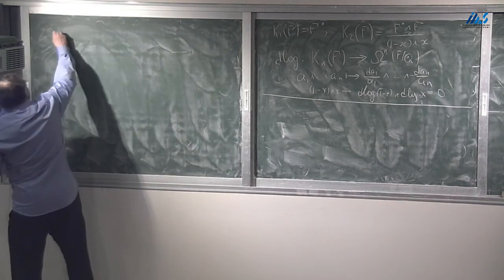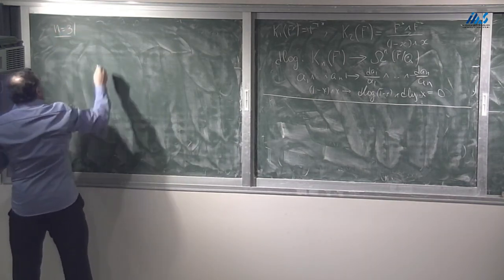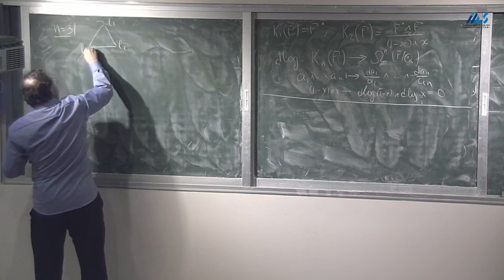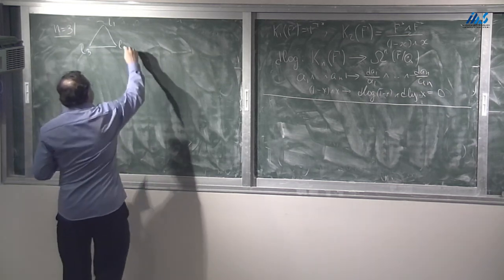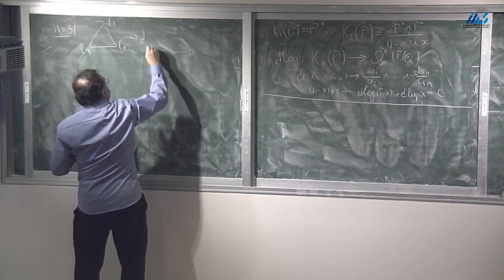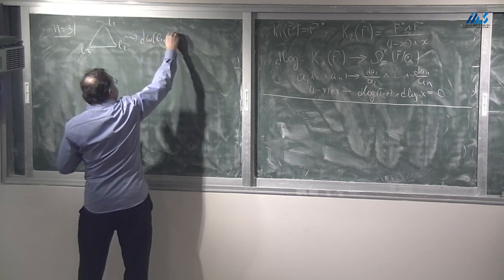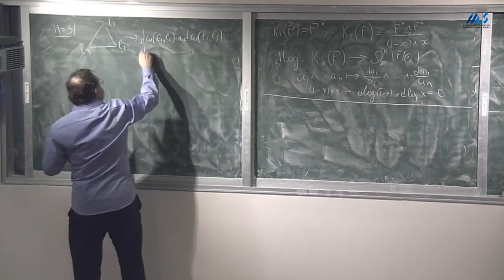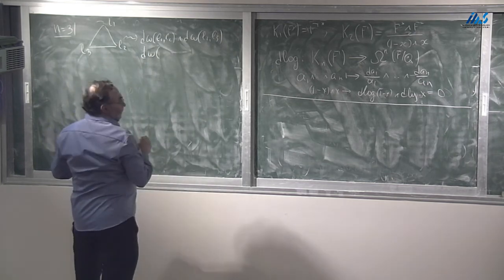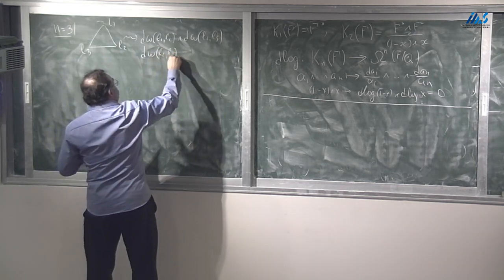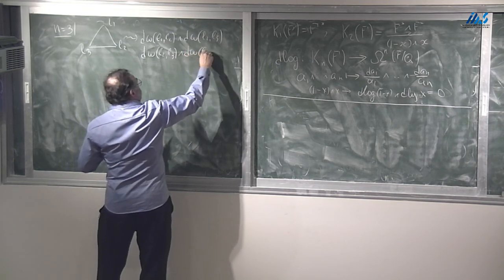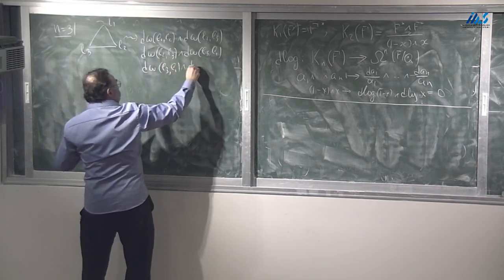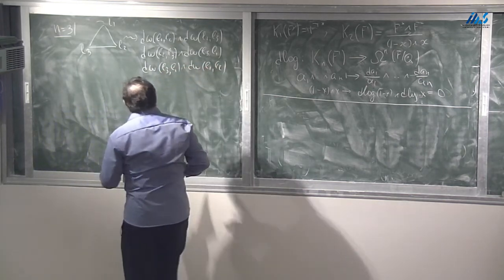So let's do the first example. Let's consider the case when n equals 3. In this case, I just picture these triples of vectors by this picture, and so I can just write down the corresponding formula. It's just the differential of omega of L1, L2, wedge the differential of omega of L2, L3, plus cyclic shifts: the differential of omega of L3, L1, wedge the differential of omega of L1, L2. So it's clearly a two-form.